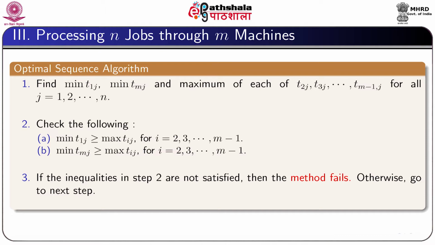Then in step 2, we will check the following: minimum of T1j is greater than or equal to maximum of Tij for i equal to 2, 3 up to m minus 1, and minimum of Tmj is greater than or equal to maximum of Tij for i equal to 2, 3 up to m minus 1. And if these inequalities are not satisfied, then the method fails. Otherwise, we will go to the next step.